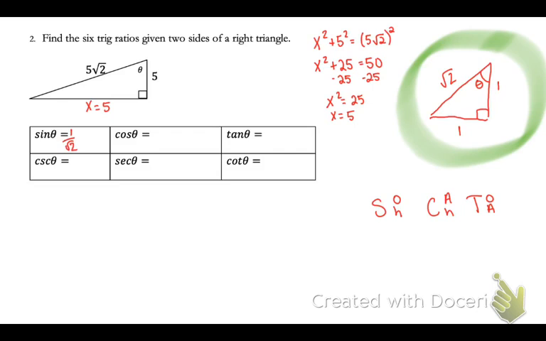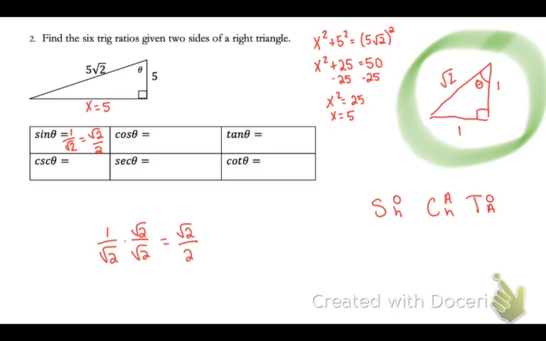1 over square root of 2 is improper because the radical is in the denominator, and we don't leave it that way. Okay? So to rationalize the denominator, we're going to multiply the top and bottom by square root of 2 over square root of 2, and we end up with square root of 2 over 2.